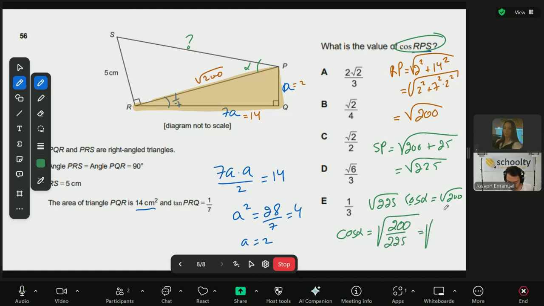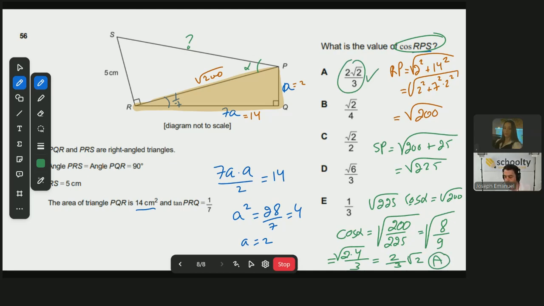225. Now it's 8 and 9, which is 8 is 2 multiplied by 4, and this is 3. So you have 3 here, and you have 2 multiplied by 4, which is 2 on 3 square root of 2, which is the answer A. Yeah. Cool. Next question.